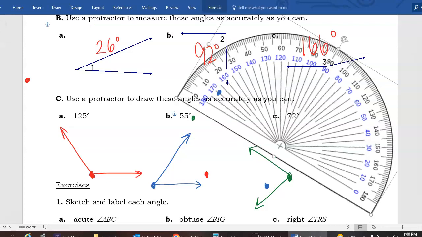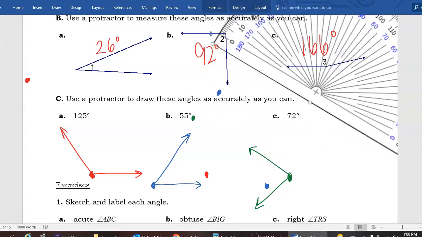So I drew him a little askew, but he definitely looks acute. A little less than 90. Wider than the 55, right? A little wider than that. And if those dots bother you, you can always go back and erase those. But I have my 125 in red, my 55 in blue, and my 72 in green. That's it for this one. Good luck on the exercises, and please let me know if you have questions.